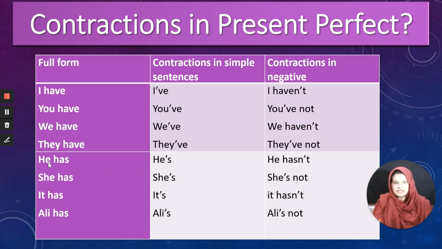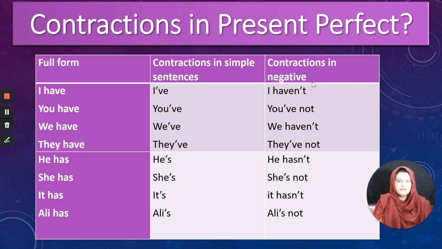Let's move towards the next types. Those are third person pronouns, and he has into he's. Here we removed "ha" and we added apostrophe s in order to contract it. She has, she's. It has, it's. Ali has, Ali's. Now let's see contractions in negative.